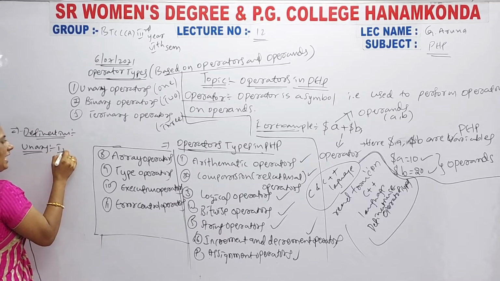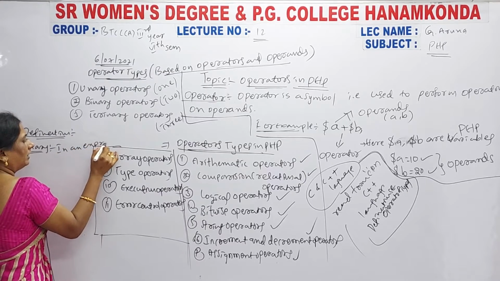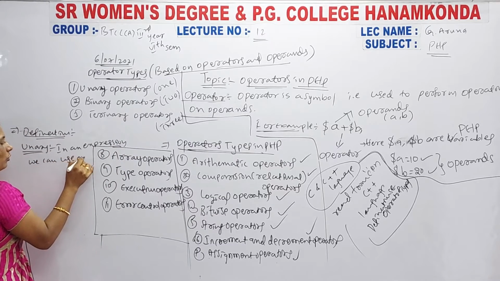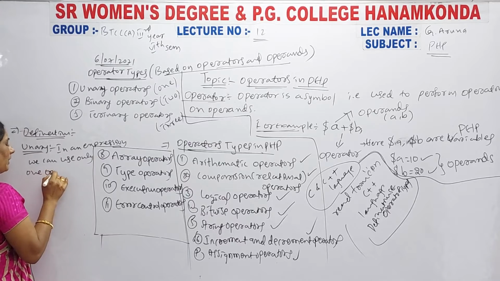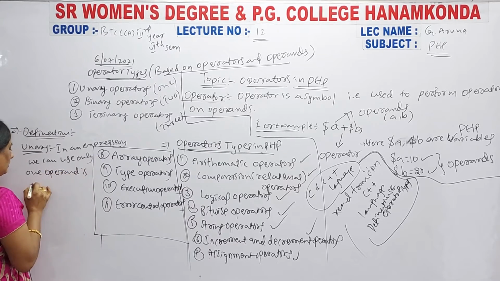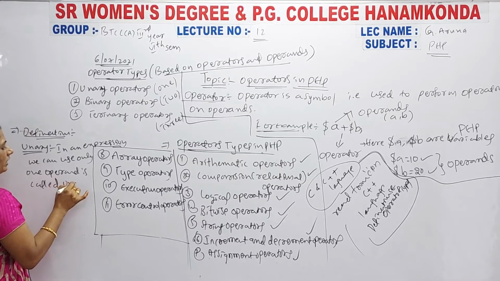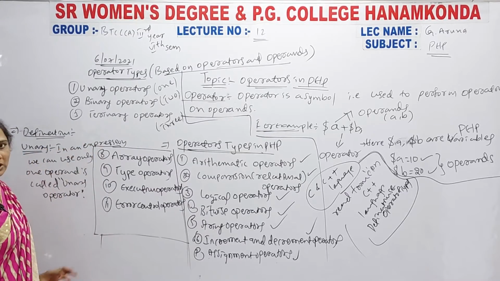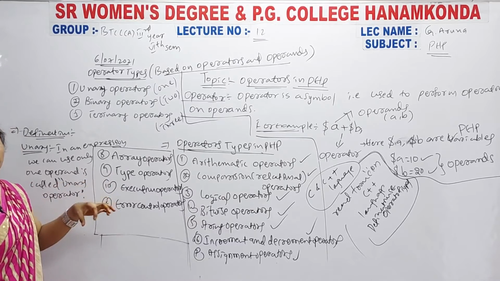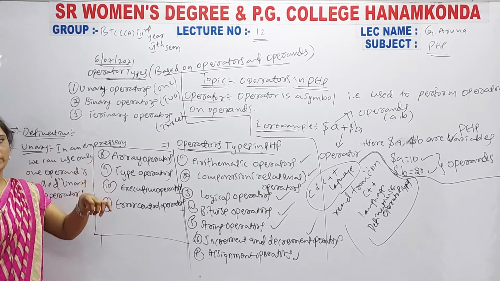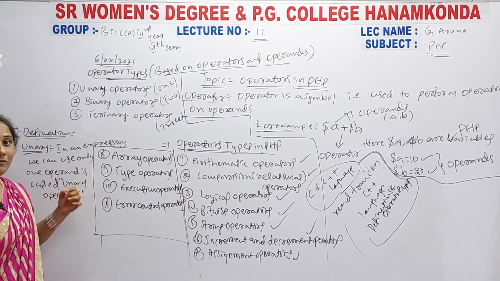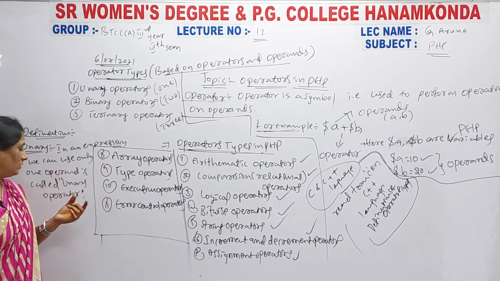Unary definition: in an expression we can use only one operand, which is called a unary operator. So this is the simple definition. An expression is nothing but any type of statement in C language or C++ or PHP, whatever it is. So in an expression we can use only one operand, that is called a unary operator.